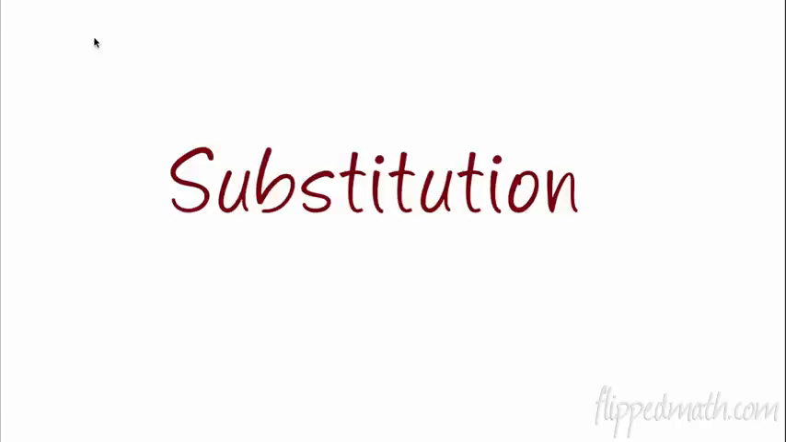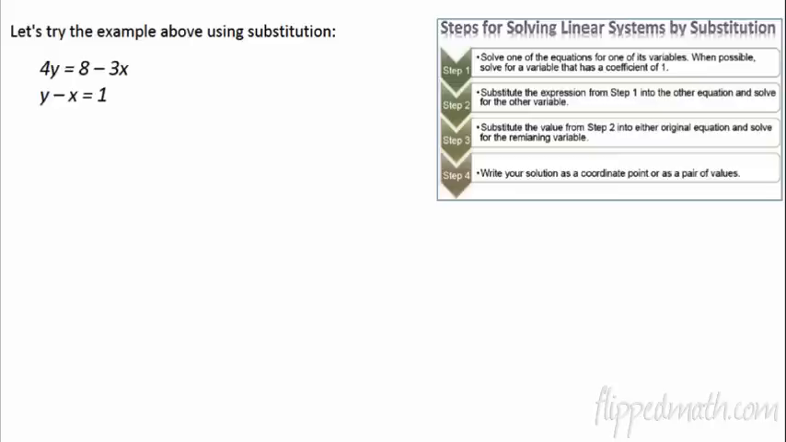Okay, the first example we're going to look at is called substitution, and that's where you do what? Oh, substitute. That's right. We have 4y equals 8 minus 3x, and then we have y minus x equals 1. So what do you have to do here? You have to get one of the variables all by itself. When possible, solve for a variable that has a coefficient of 1. So I see this y right here, and I can get that by itself pretty easily.